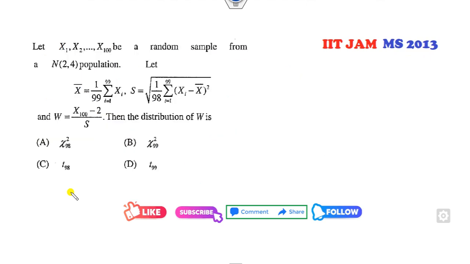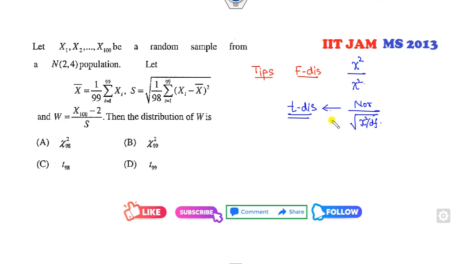Now look at another one. Firstly, I will give you the tips. As I told you, the F distribution appears when it is a ratio of chi-squared distributions. The T distribution appears when it is a normal distribution divided by a chi-square distribution over its degrees of freedom, and make sure both the variables are independent.